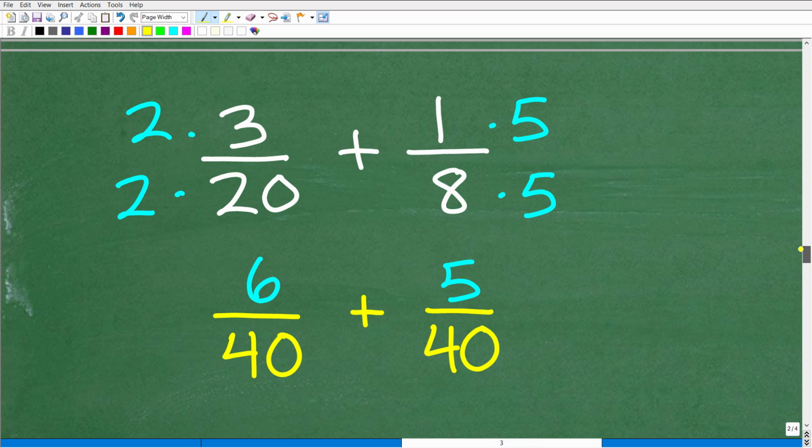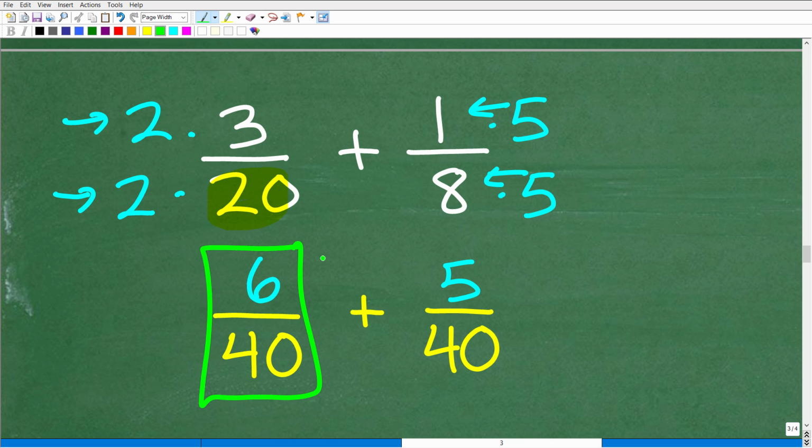Okay, so let's go ahead and do this now. So to fix this 20 where it's a 40, that's pretty easy. All I have to do is multiply it by 2, but if I multiply the denominator by 2, I also have to multiply the numerator by 2, so I'm going to get 6 over 40. And then over here, I have an 8. Well, I got to turn that into 40, so 5 times 8 will do that. So I also got to multiply the numerator by 5. So here are our two fractions, 6 over 40 plus 5 over 40.